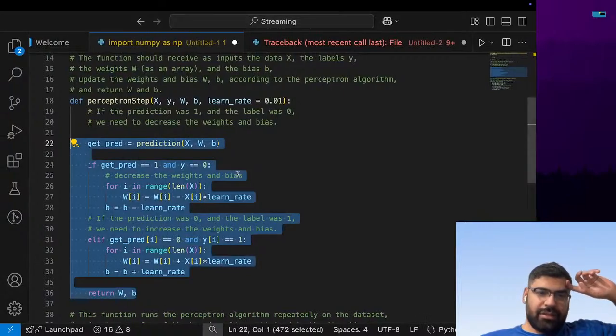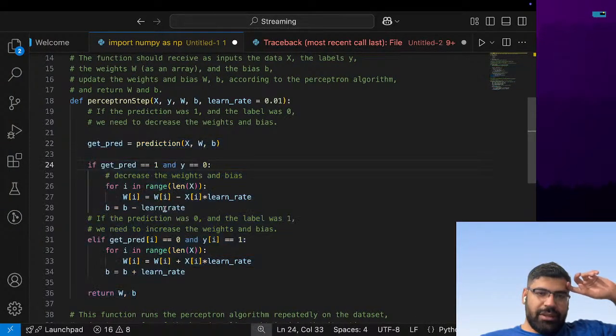Oh, indentation error. Where did I do the wrong indentation?